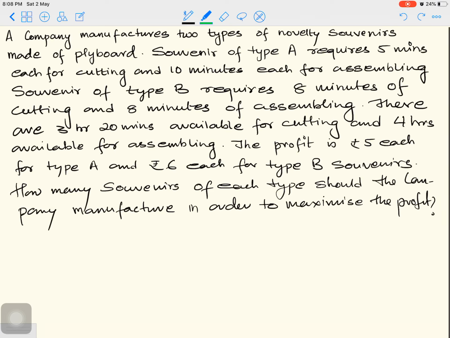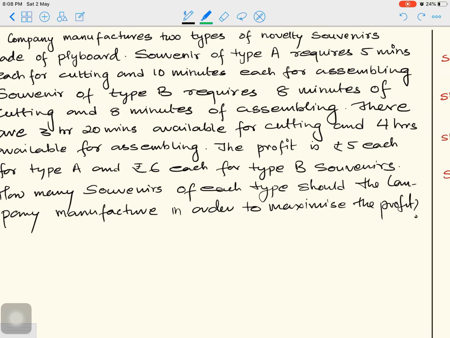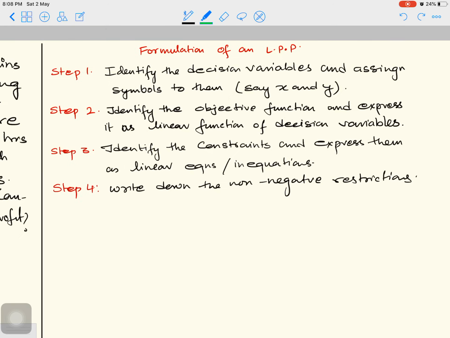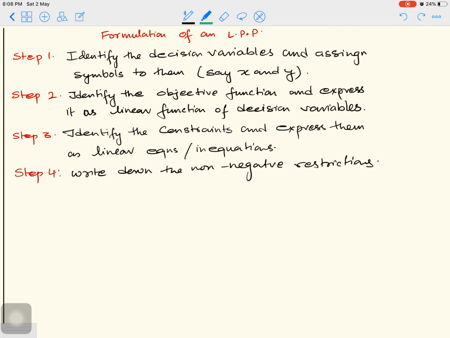So here in the second video, we will learn how to convert a mathematical word problem, as you can see on the screen here, into a linear programming problem, that is into equations, and how you can solve it. Before we read out this question and start solving it, we will first see what the different steps involved in the formulation of an LPP are. How would you convert a mathematical word problem into a linear programming mathematical problem?